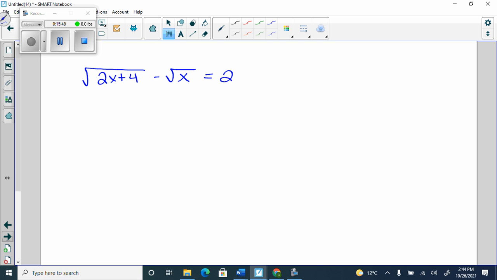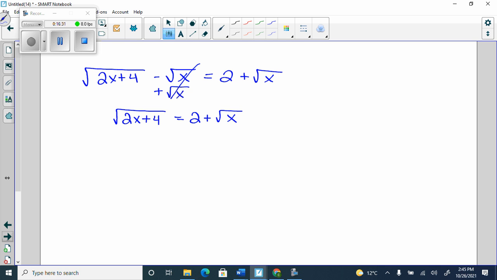When I have a double radical, what's the first thing I have to do? One radical on each side. I'm going to move the subtracted one because then it's going to be added, and I like adding better. That's one. So I'm going to add the square root x over. So now I have root 2x plus 4 equals 2 plus root x. So I have to get one radical on one side and one radical on the other. That's the first step. What's the second step?